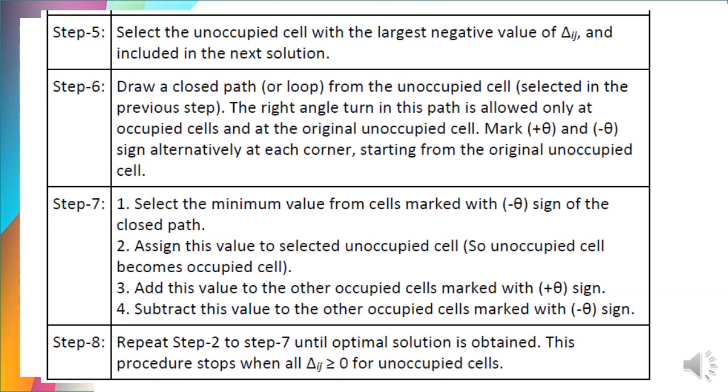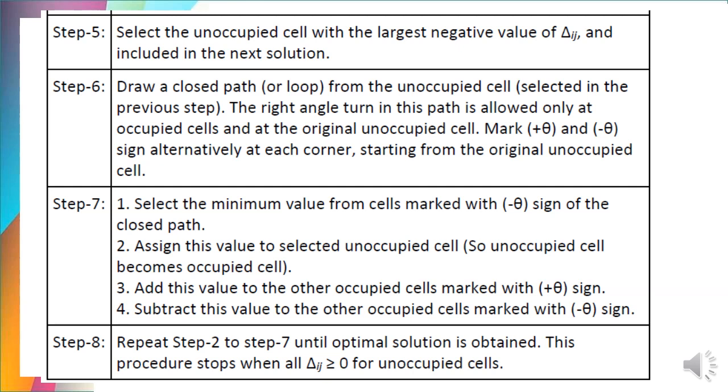Looking into the delta ij values, select the one with the largest negative value of delta ij. For that particular cell, we are supposed to allocate in the next iteration. To allocate to that particular cell where the delta ij is largest negative, draw the closed path. The closed path is drawn by selecting that particular cell where the largest negative delta ij is there, along with the occupied cells, along with the allocated cells.